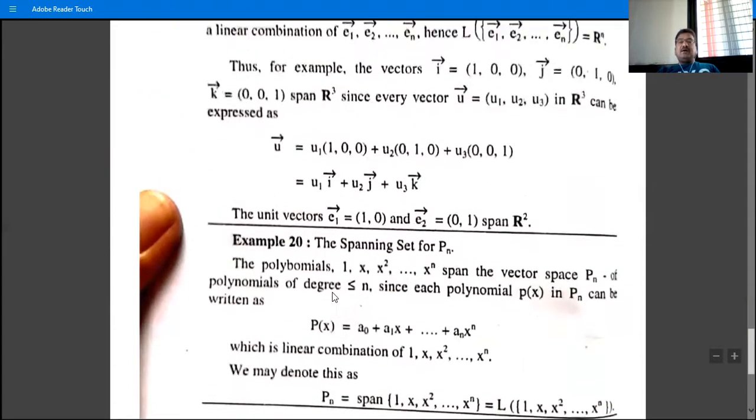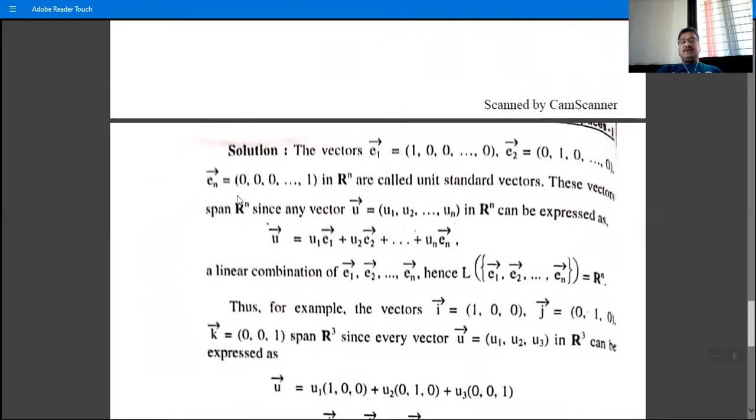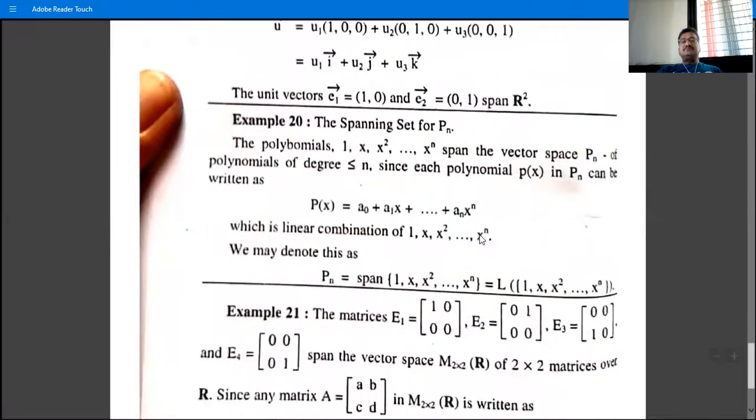Okay, and what is the set that spans R raised to 4? That is E1 is (1, 0, 0, 0), a 4-tuple. Then E2 is (0, 1, 0, 0), E3 is (0, 0, 1, 0), and E4 is (0, 0, 0, 1). So these four vectors span R raised to 4. So in general, E1, E2, ..., En span Rn.